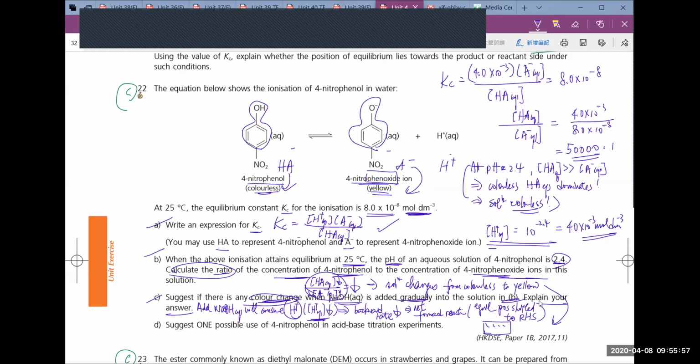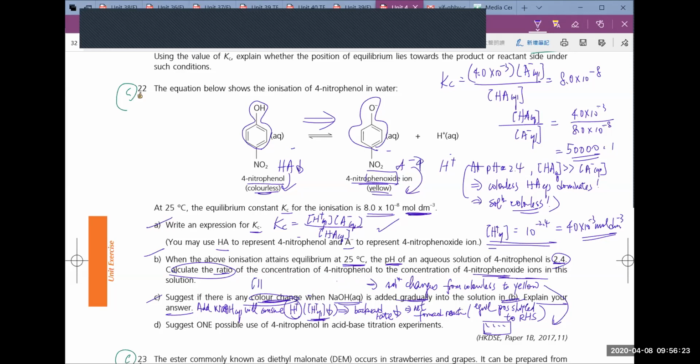If you don't understand this relationship, don't worry. What you should just focus on is this part. What I'm going to tell is very simple. After shifting the equilibrium to the right-hand side, what will happen? The concentration on the left-hand side will drop, and this one will increase, right?